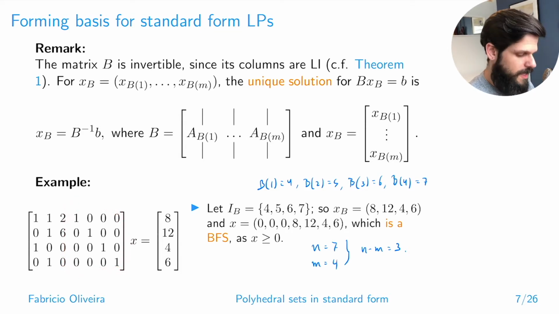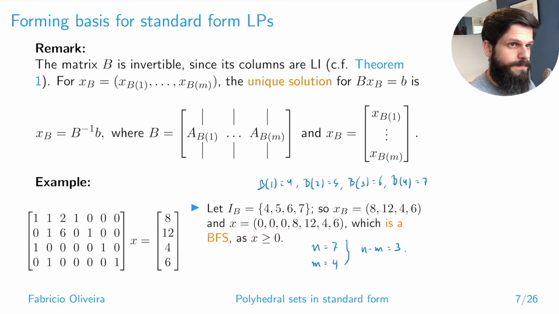Identity matrix. And that's good for us because the inverse of identity is the identity. So when I do this, it turns out that my XB is exactly 8, 12, 4, and 6. So this is my XB, my basic variables. My non-basic variables being 1, 2, and 3, I set them to 0. So when I look at the whole vector X, I get 0, 0, 0, 8, 12, 4, and 6. And that's my basic solution, which is also feasible because everyone satisfies non-negativity conditions.